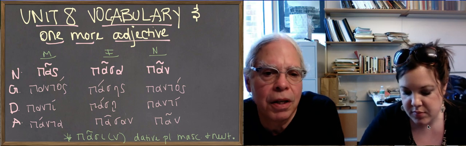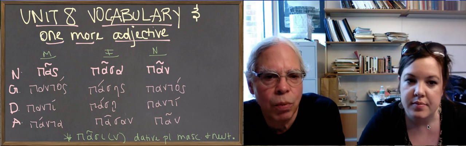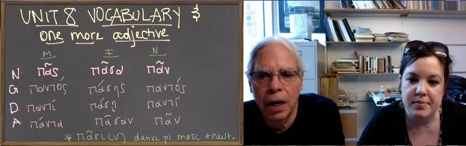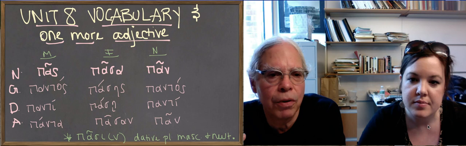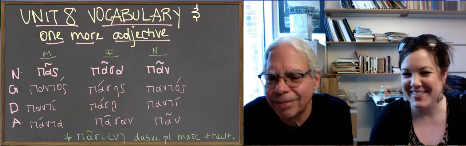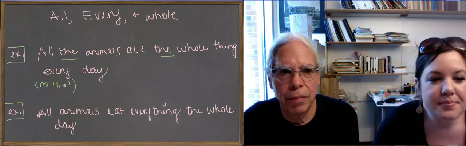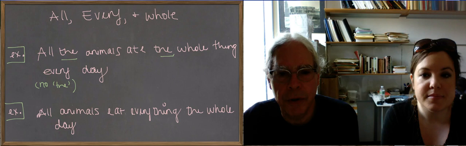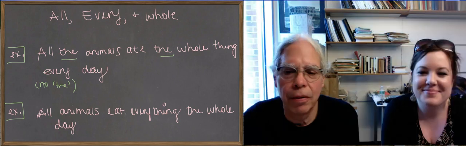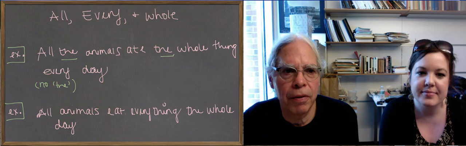What's interesting about this word, and it's very interesting and kind of amazing, is what it means. It has the meaning of 3 different words in English. Okay, so in English, the words that pās, pāsa, pan means are all, every, and whole.